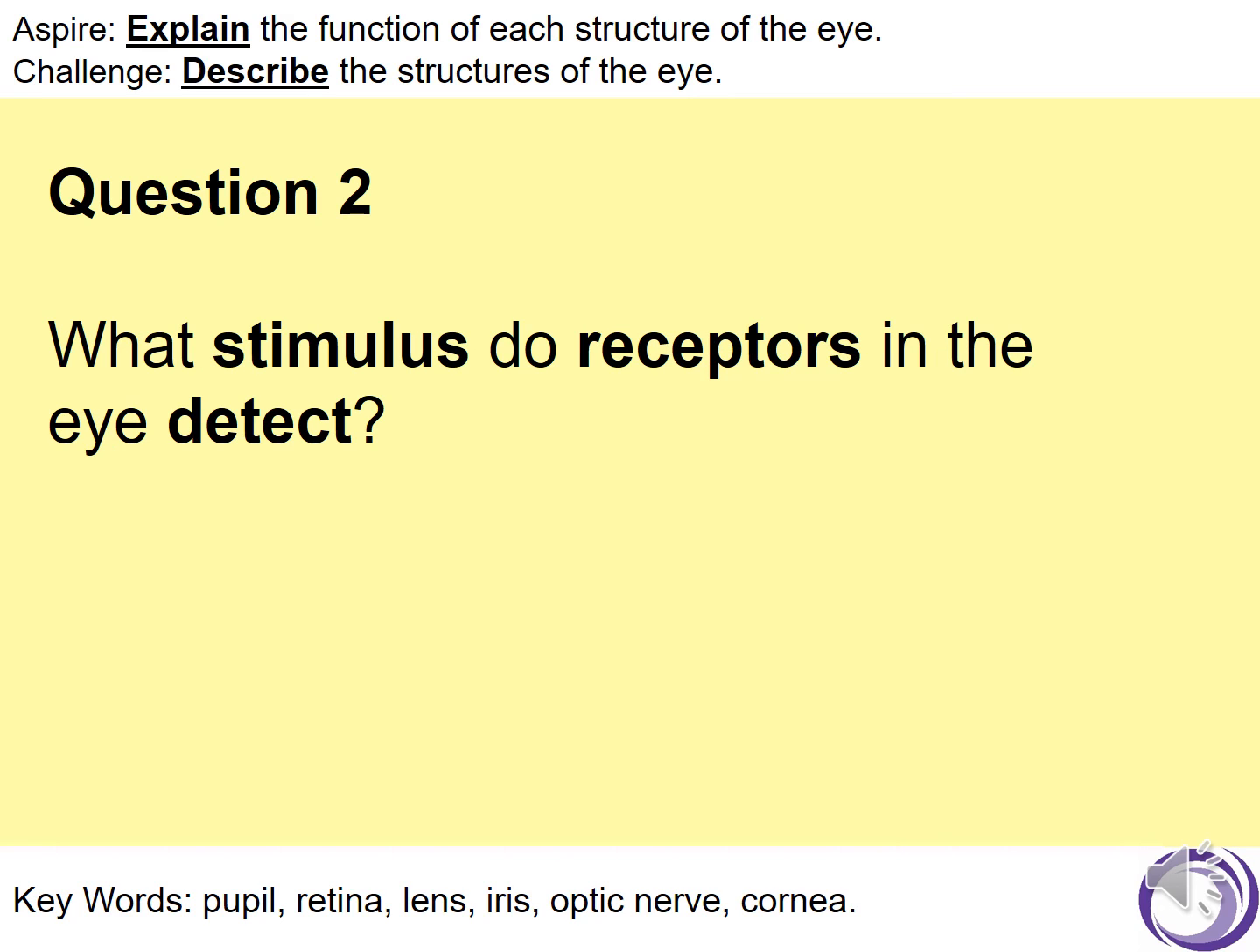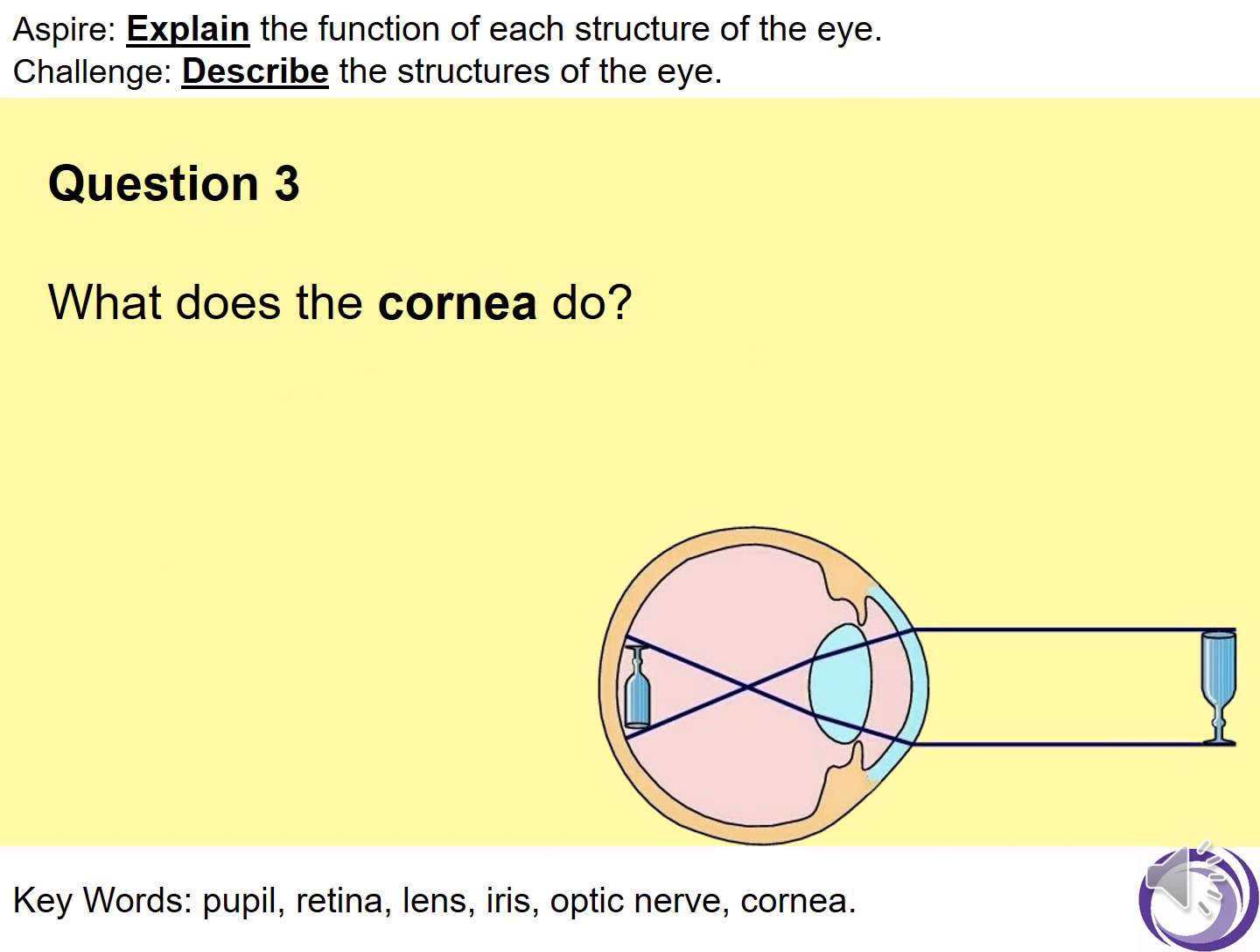What stimulus do receptors in the eye detect? Now, an awful lot of people will say the wrong thing here. Please be careful with this answer. The answer is light. Do not say sight at that point, because sight is what your eyes are doing. The stimulus that the eyes are detecting is light, however.